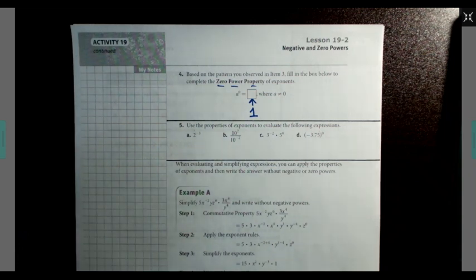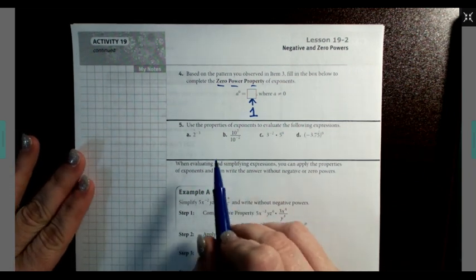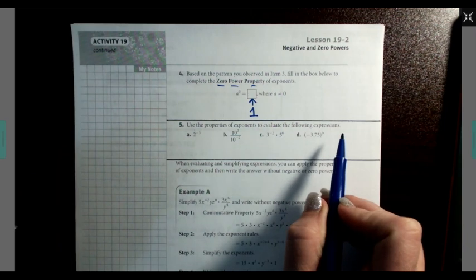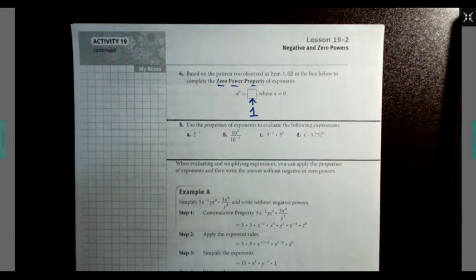For this next section, we're going to be doing question number 5 only. Okay. Question number 5 states, use the properties of exponents to evaluate the following expressions. So we want to use our product of power, quotient of power. Those were in 19.1. We also want to use what we just learned about our negative exponents and zero powers.